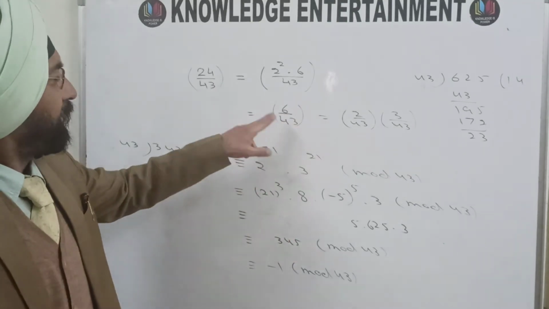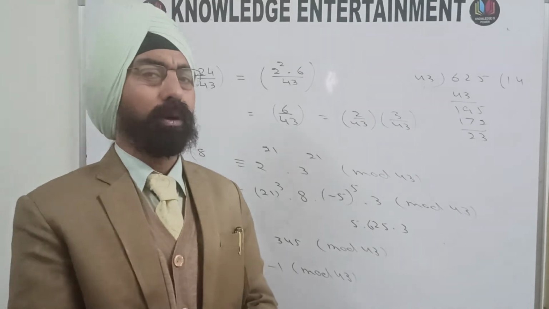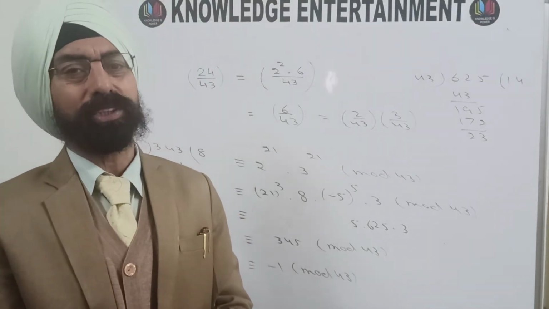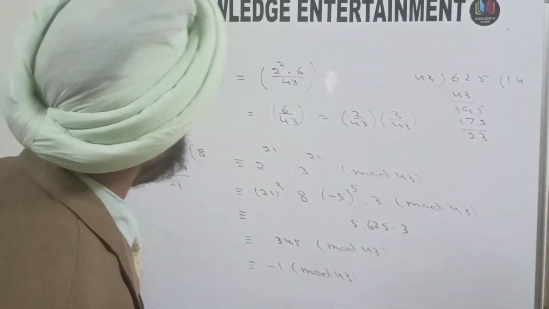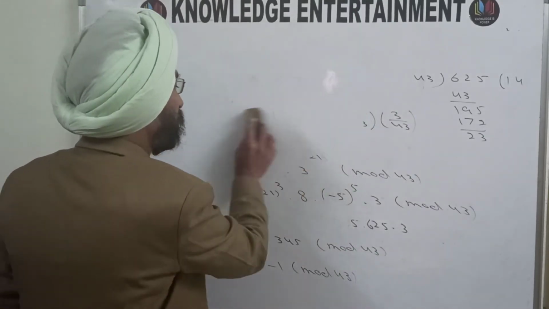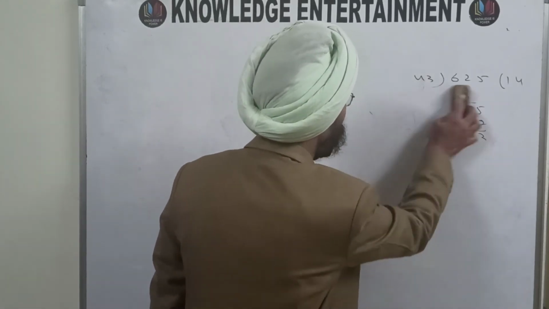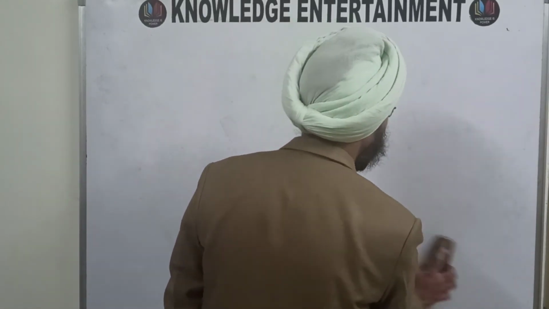But from here, if you directly try to solve it by using 24 raised to the power 21, it will take too much time. So it is a shortcut method, you can say, to find the values of the Legendre symbol of larger values, which can be simplified, which can be broken into small factors.